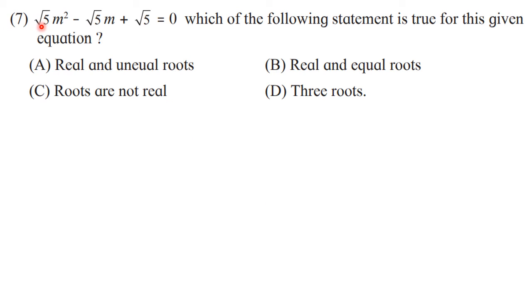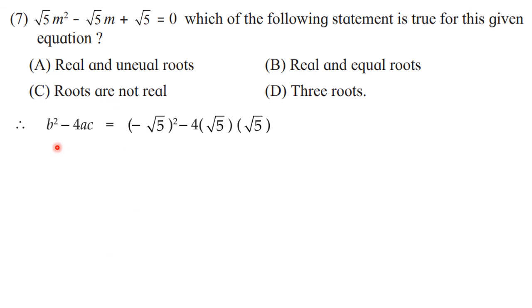Seventh one: root 5 m square minus root 5 m plus root 5 is equal to 0. Which of the following statements is true for this equation? Real and unequal roots. See, here also a spelling mistake is there in the textbook, so take a note of this. Real and equal roots. Roots are not real. And 3 roots. Okay. Since again the nature is asked, it indicates that we need to find delta, because delta is going to give us the correct answer. 3 roots is not possible, so this option is already discarded. We have to think of A, B and C, and for that purpose we have to find out delta.